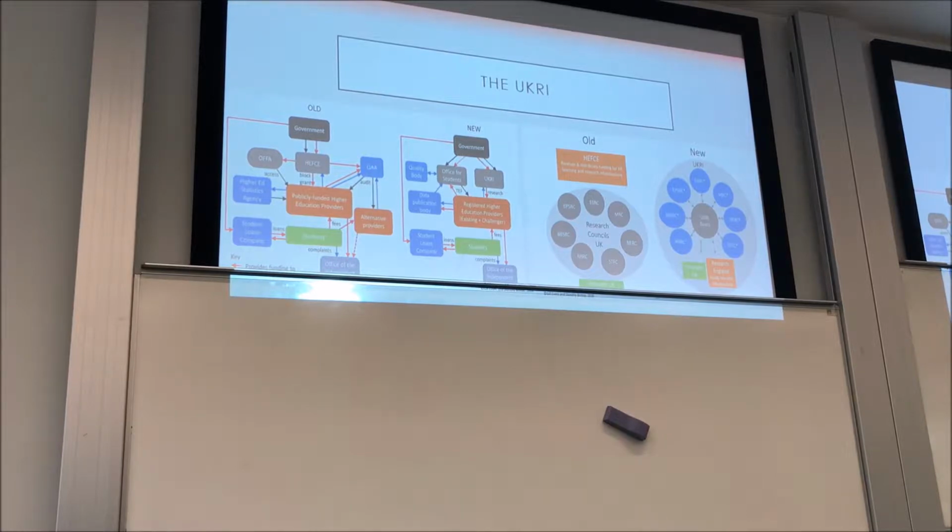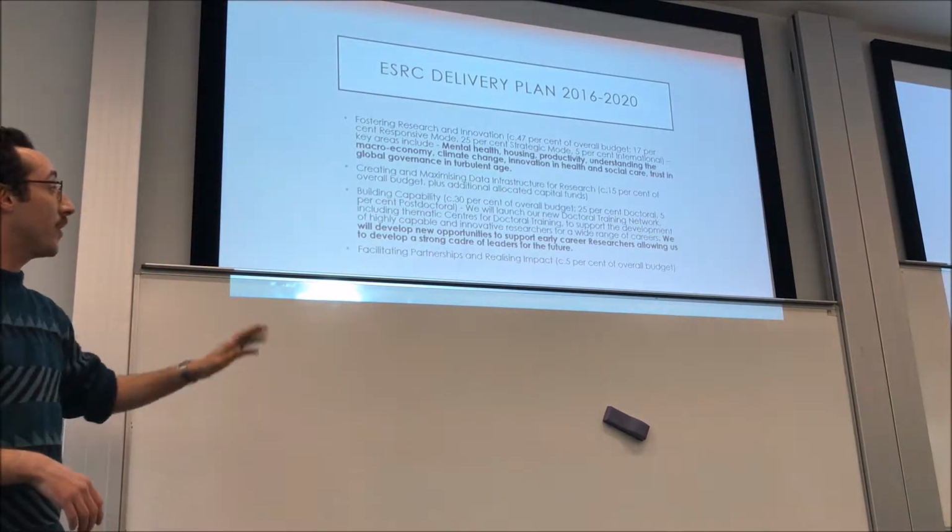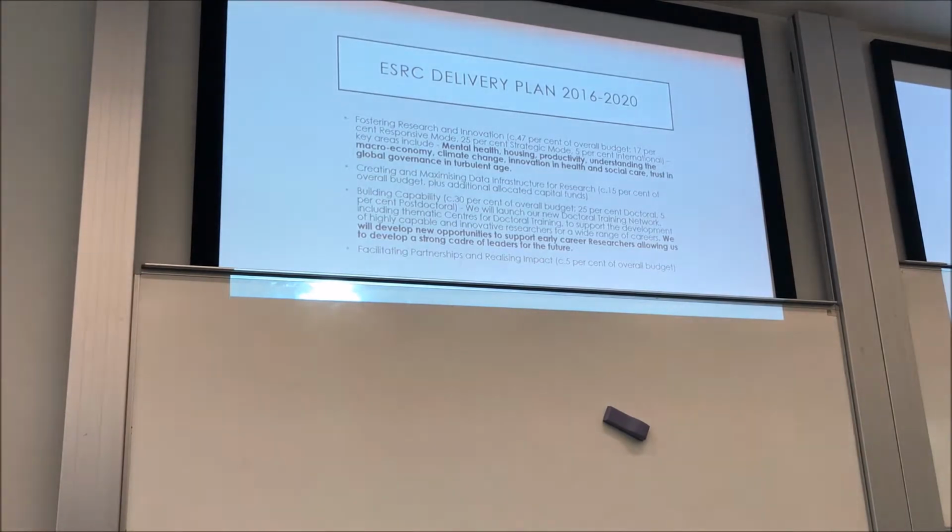So, as the ESRC states in its delivery plan for 2016 to 2020, we will deliver an ambitious programme of social science with direct benefit to the UK economy and society. And this basically manifests in the following commitments, which are taken from the ESRC delivery plan 2016 to 2020. As we can see, their main aims are to foster research and innovation, to create and maximise data infrastructure, to build capability, and this is where we come in with the doctoral training and funding for students doing PhDs, and facilitating partnerships and realising impact, the key watchword of academic work.